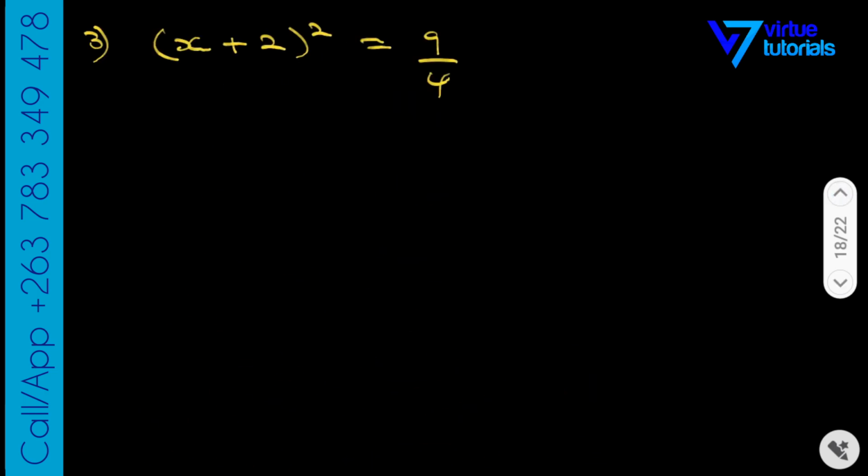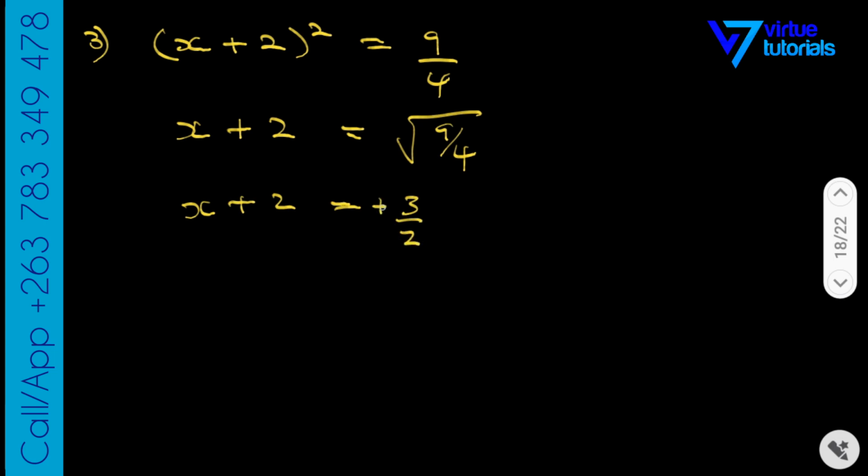Okay, so for our last example now, we have (x + 2)² = 9/4. Again, the first step remains the same. You have to square root, right, your 9 over 4. So x + 2 = square root of 9, which is 3, over square root of 4, which is 2. But then we'll have to put our plus or minus, right? We proceed by taking the 2 to that side, so x = ±3/2 − 2. So we split it, right?